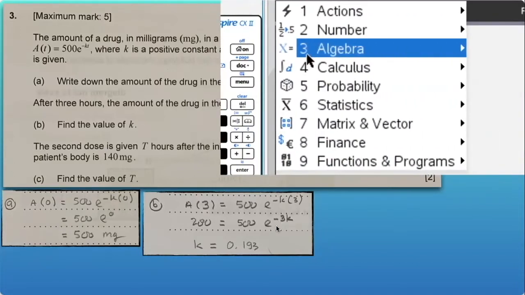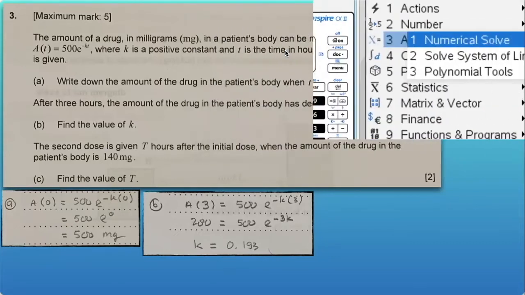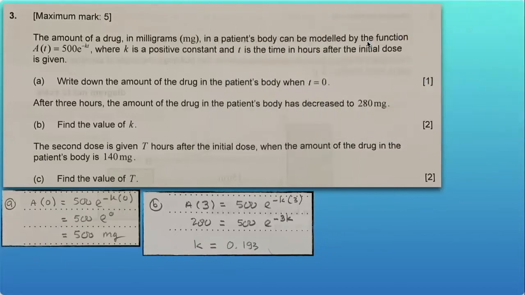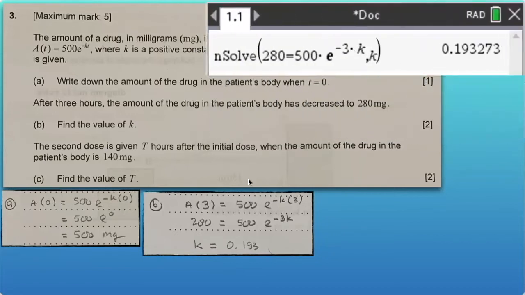So from menu, choose algebra, and then choose numerical solve or nsolve. And let's input the equation here. So nsolve, open bracket, 280 is equal to 500 times e to the power of minus 3 times K. And this equation is in terms of K. And then you click enter and you get the answer. Therefore, K is equal to 0.193 in 3 significant figures.